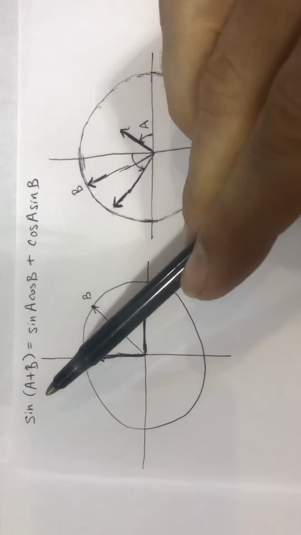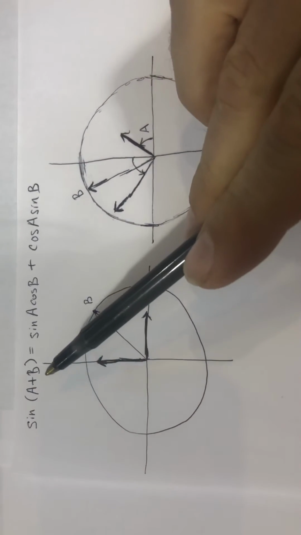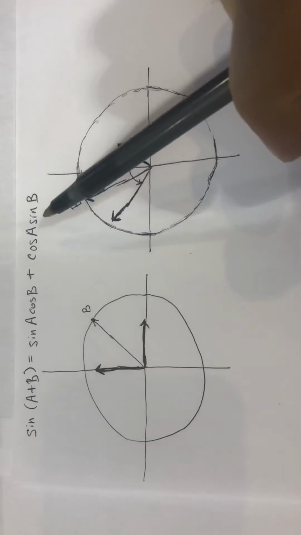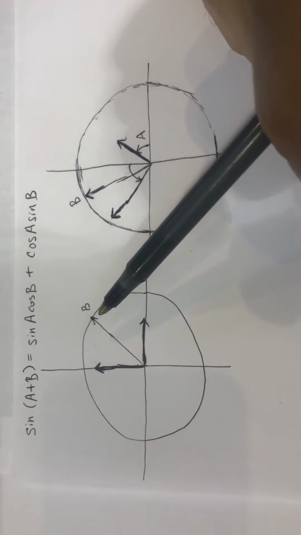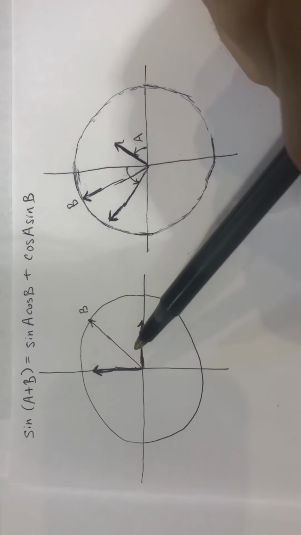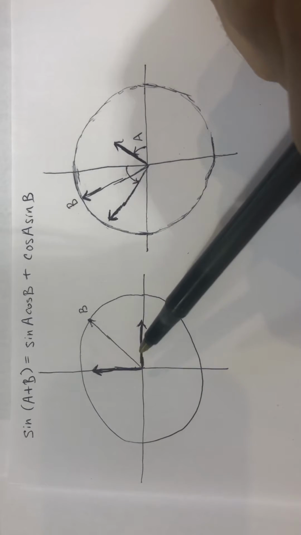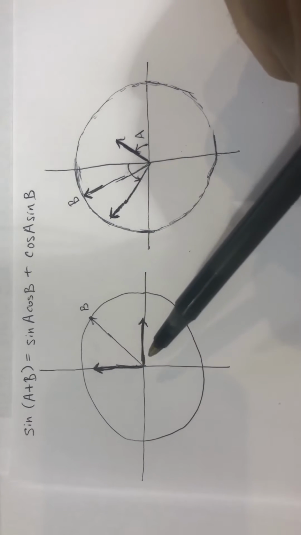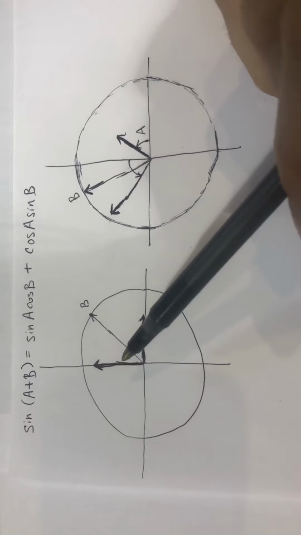In this video, we're going to prove that the sine of a plus b is equal to sin A cos B plus cos A sin B. All right, think of b as a point on the unit circle. This angle here would be b. We're breaking b down into its component vectors along the x and y axis.